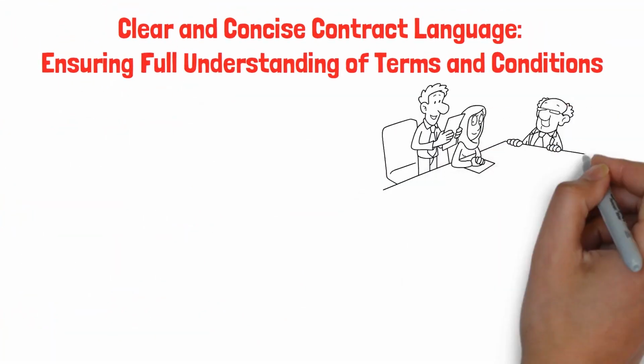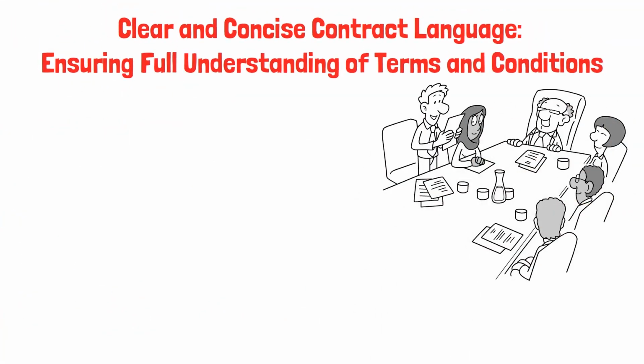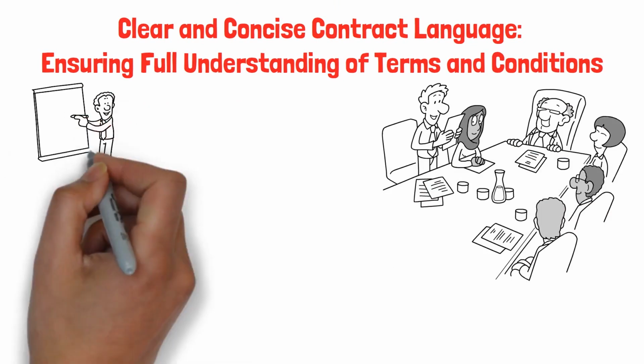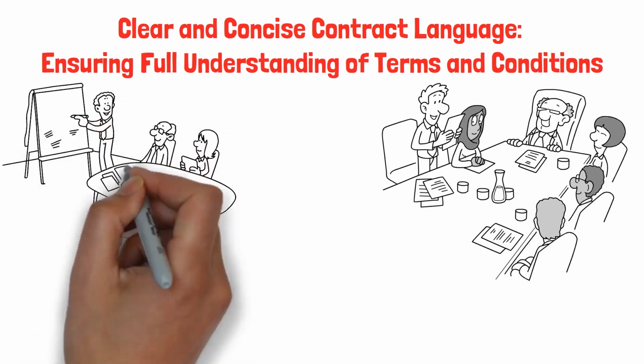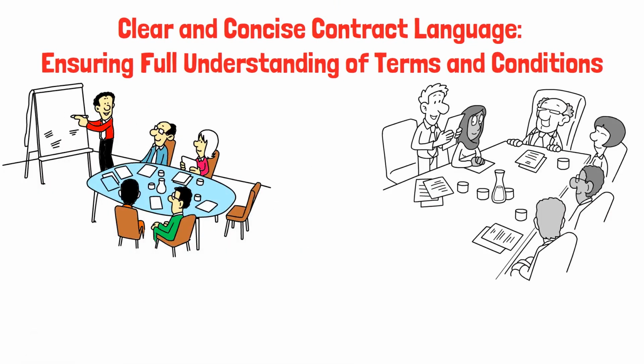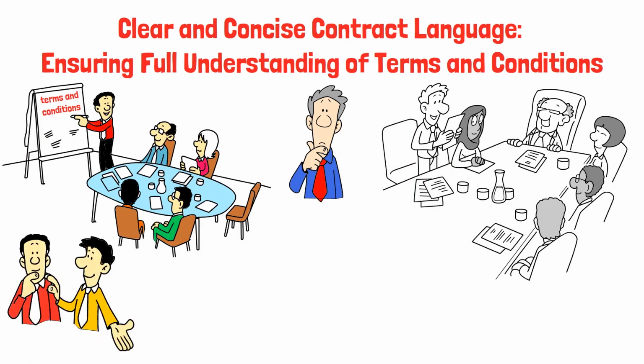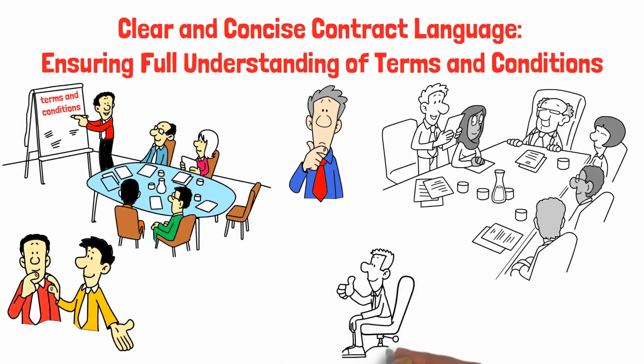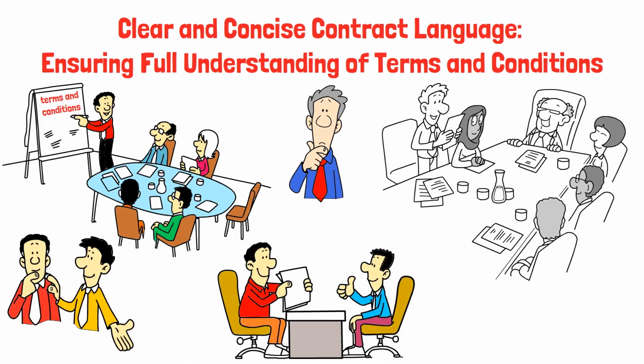Creating legally binding contracts doesn't have to be a daunting task. By using clear and concise language, you can ensure that everyone involved in the contract fully understands the terms and conditions. Avoid complex legal terms and explain them in plain language. Keep the contract simple and straightforward to make sure all parties understand it.